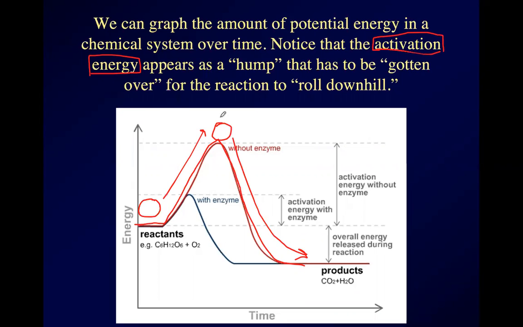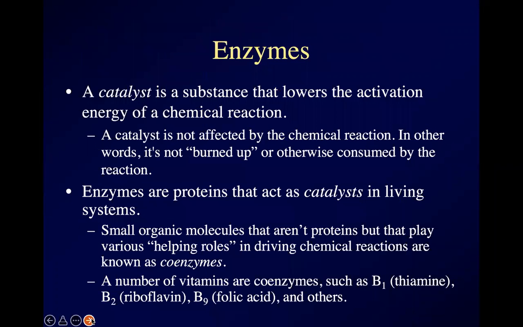That hump that we have to get the ball over is called the activation energy. And where this comes into play in biology is that a substance that lowers activation energy is called a catalyst, and an enzyme is a biological catalyst. So a catalyst is anything that lowers that activation energy. A catalyst would lower or even get rid of that hump that we have to get the ball over. And a catalyst is not affected by the chemical reaction.